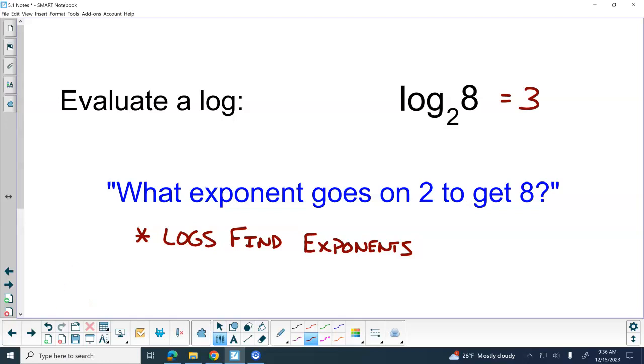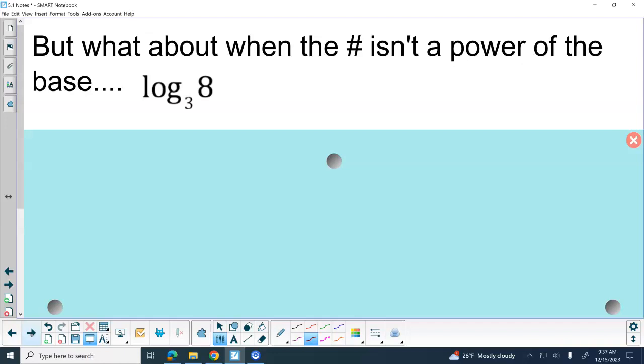So, if logs find exponents, what happens if we have log base 3 of 8? You just took 2 tours inside my brain. What is my brain right now thinking about log base 3 of 8? What question am I asking myself? What exponent do I have to put on 3 to get 8?